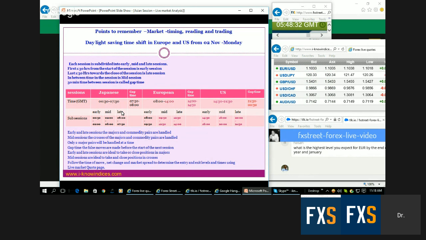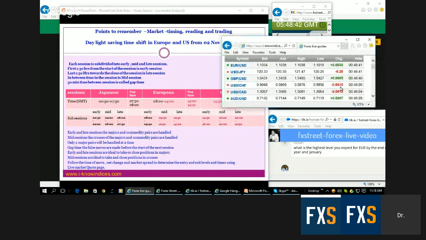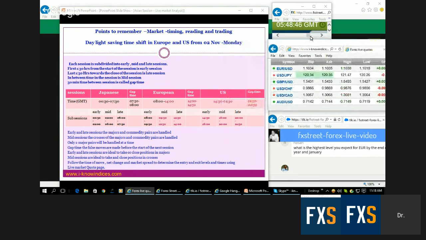The early and the late sessions, they handle the majors. During the mid session, they handle the crosses. At that time, you will come across contrarian moves happening in the market. Some currencies make a US dollar weakening move, some currencies make a US dollar gaining move, and that way they try to handle the market. During the gap time, they make the false move, and you can also understand that they alternate the intentional move with the extended move.